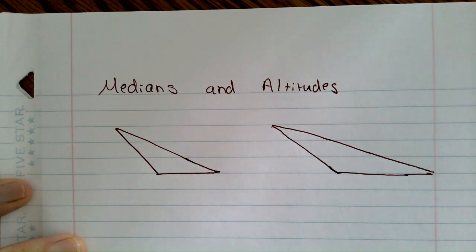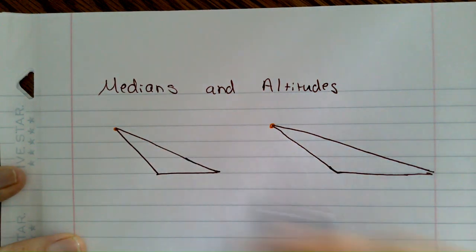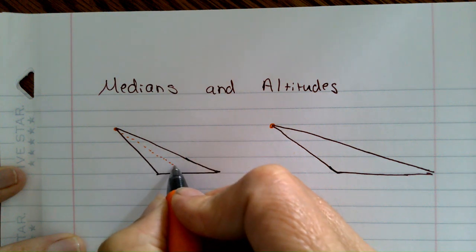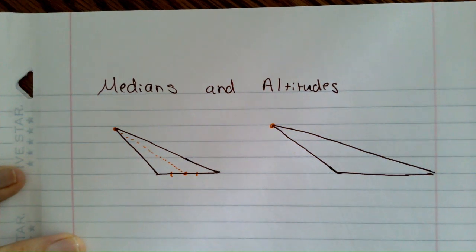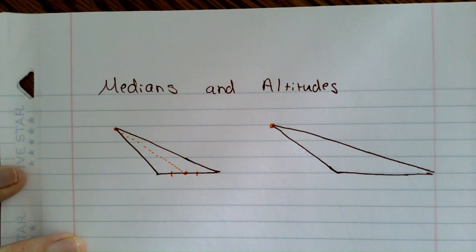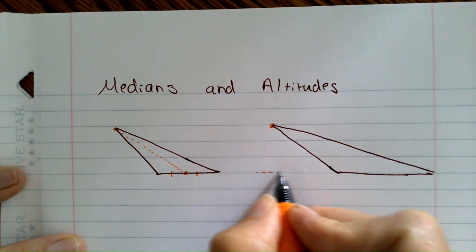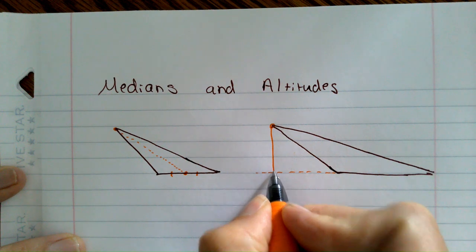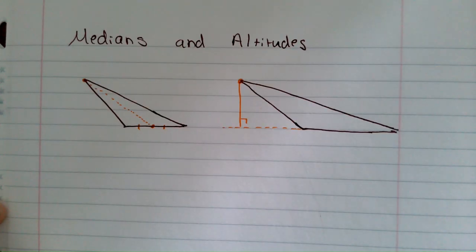Let me get a bright color. So if I'm doing a median, I need to go from here to the middle of the other side. If I'm doing an altitude, think like altitude sickness or height, that's always going to be perpendicular to the far side. Now, that could be inside the triangle, could be outside. So I did obtuse triangles here, but let's look at an acute triangle.